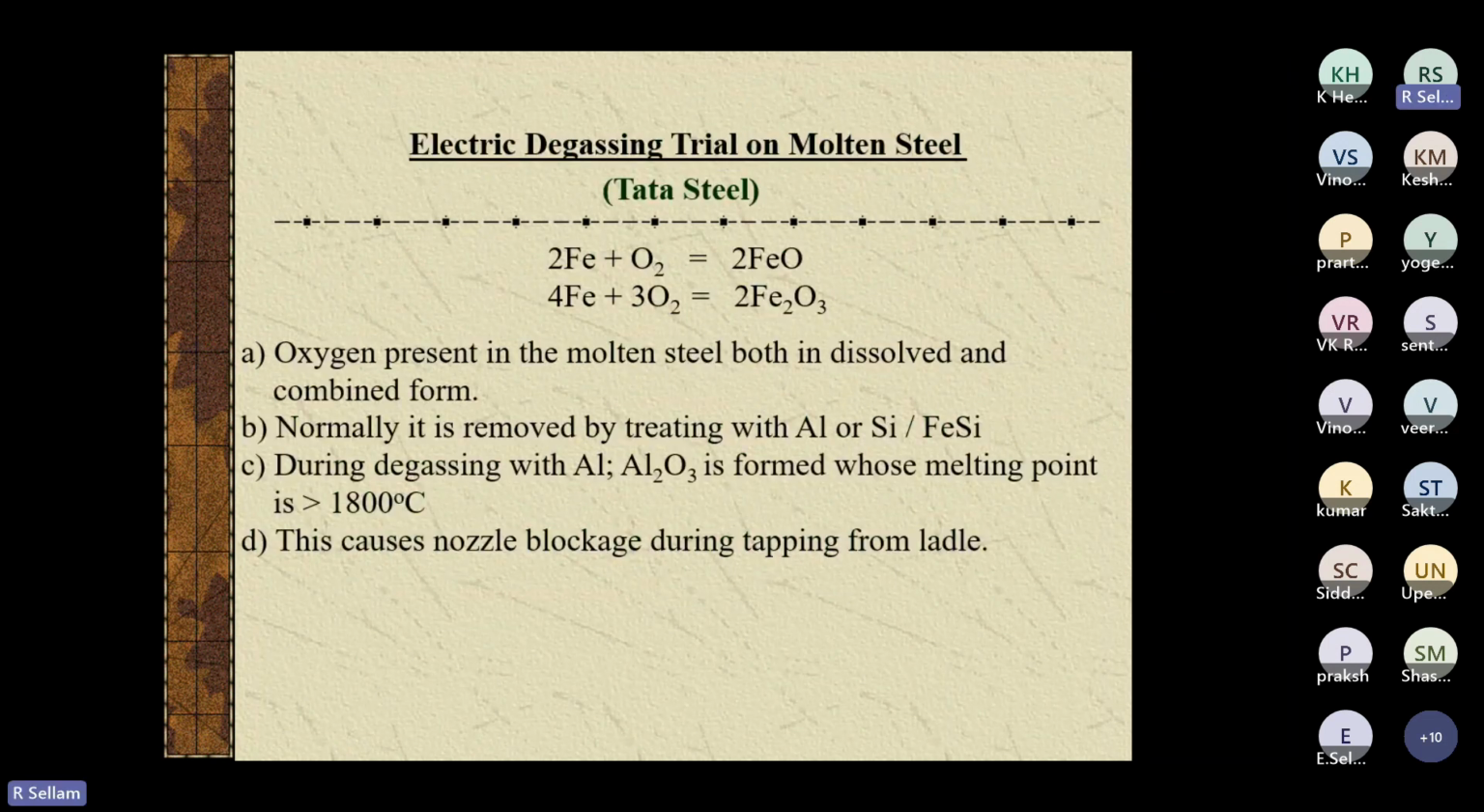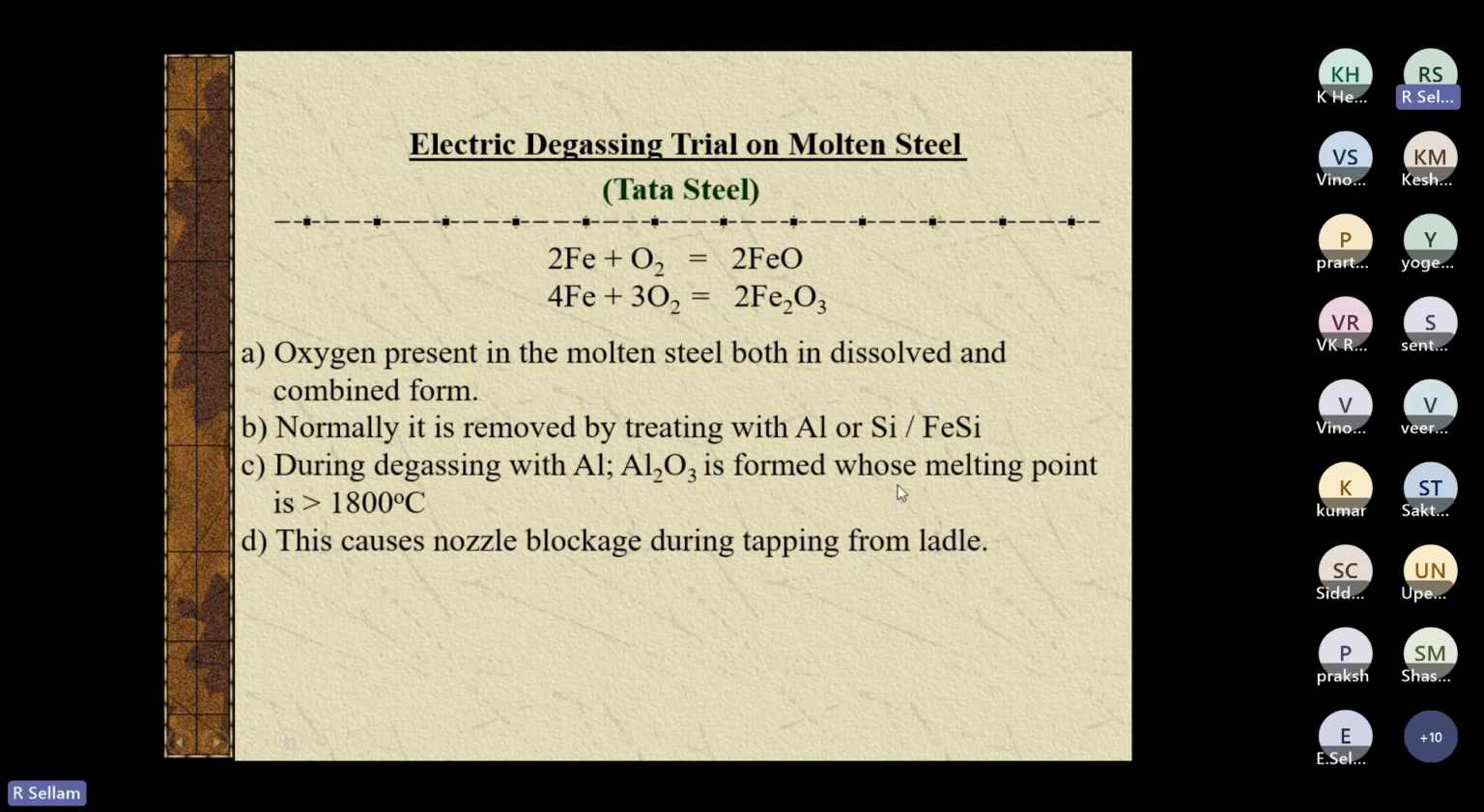Electric degassing trial in molten steel was conducted with the support of Tata Steel on 25 kg melt. Here in the induction furnace, we are mainly melting the 25 kg melt, then pouring into the sand molds, and the treatment was done in the sand molds. Because you cannot conduct the degassing trial in the induction furnace where the molten metal is in a stirring mode. The bath should be static, otherwise it cannot be useful.